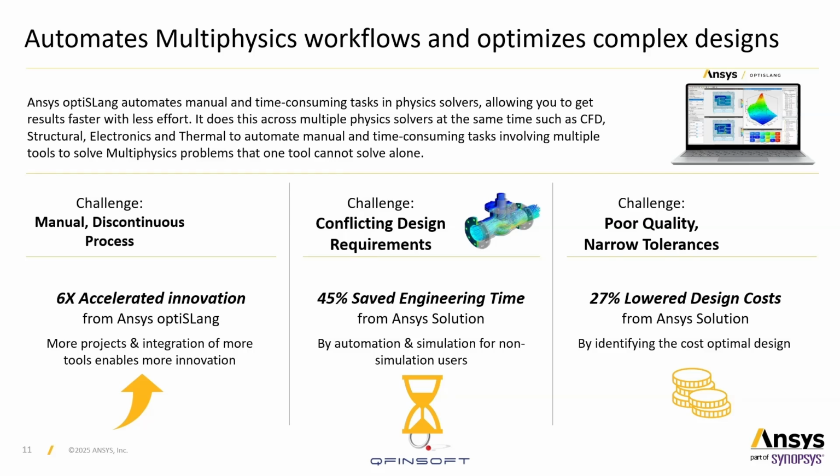Third, 27% lower design cost. By systematically identifying optimal designs through intelligent optimization algorithms, customers achieve significant cost reduction. Instead of settling for adequate designs, OptiSLang finds the true optimum that balances performance, weight, materials, and manufacturing costs. These aren't theoretical benefits, these are measured results from real customers' implementations. OptiSLang transforms simulation from a manual, expert-only activity into an automated, enterprise-wide capability that delivers measurable business value.